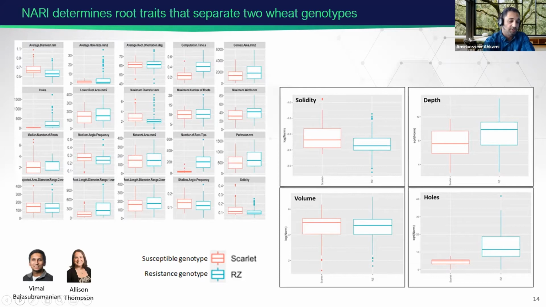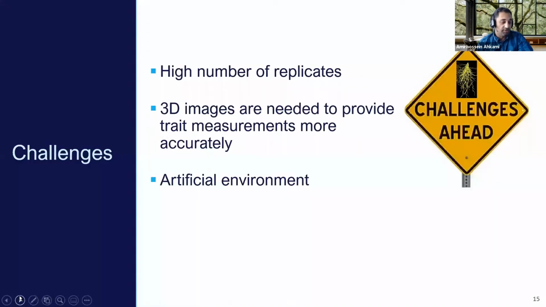Another parameter is called holes here. Holes are background components between roots in a segmented image, and this parameter is indicative of root branching and complexity. As you see, these two genotypes are significantly different regarding this parameter. But for example, there are no significant changes regarding their volume. So overall, these traits distinguish features of root systems for each genotype and complement one another in important ways.